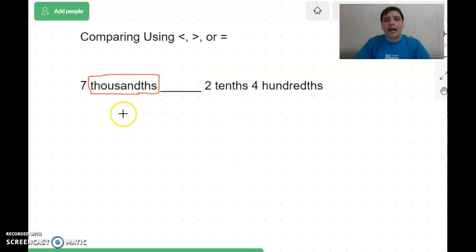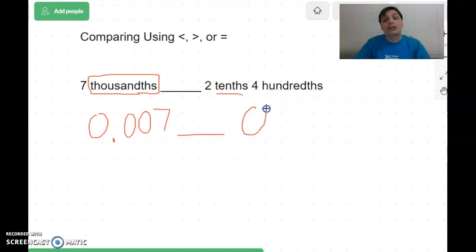That means I have it in the thousandths place in my place value chart. If you need to use a place value chart, use a place value chart to think about this. Here I have 2 tenths. So once again, I'm behind my decimal, but I have 2 tenths and 4 hundredths. From here I can look at it and I can see 0 ones, 0 ones, 0 tenths, 2 tenths. My answer is less than. 7 thousandths is less than 2 tenths, 4 hundredths.